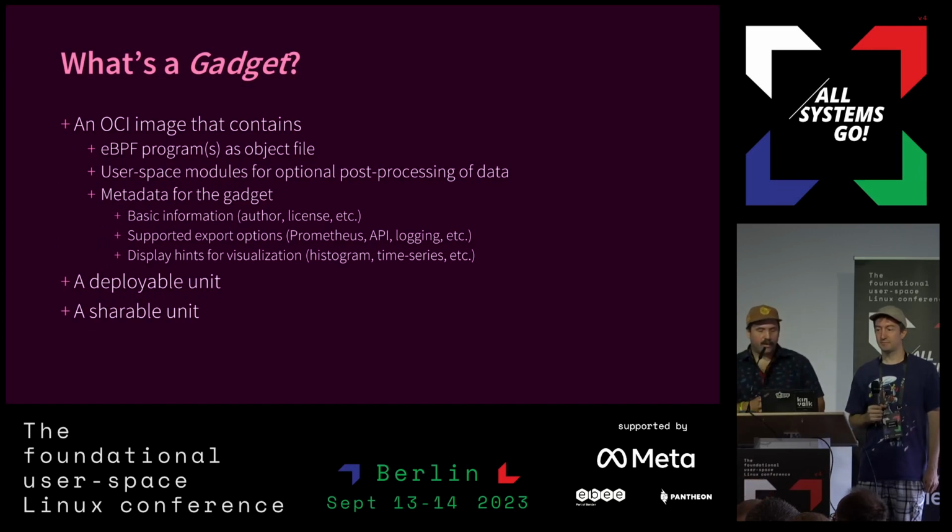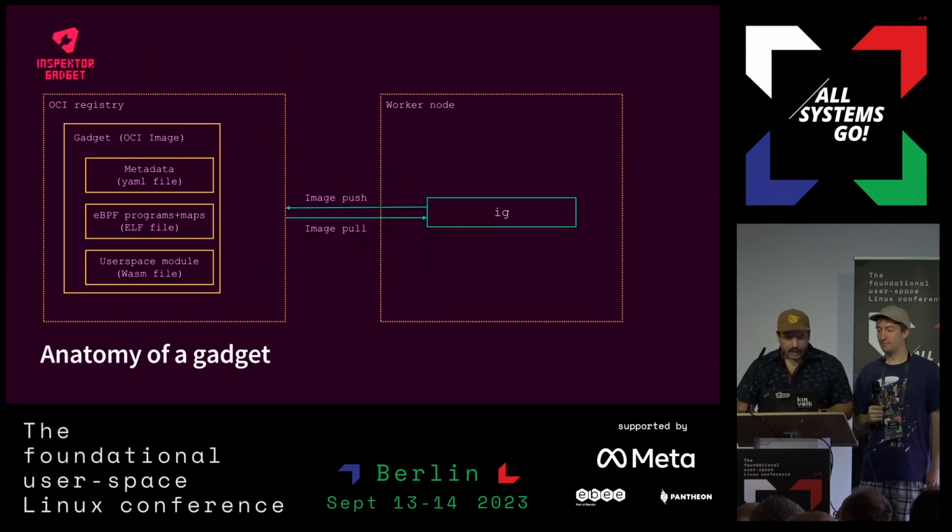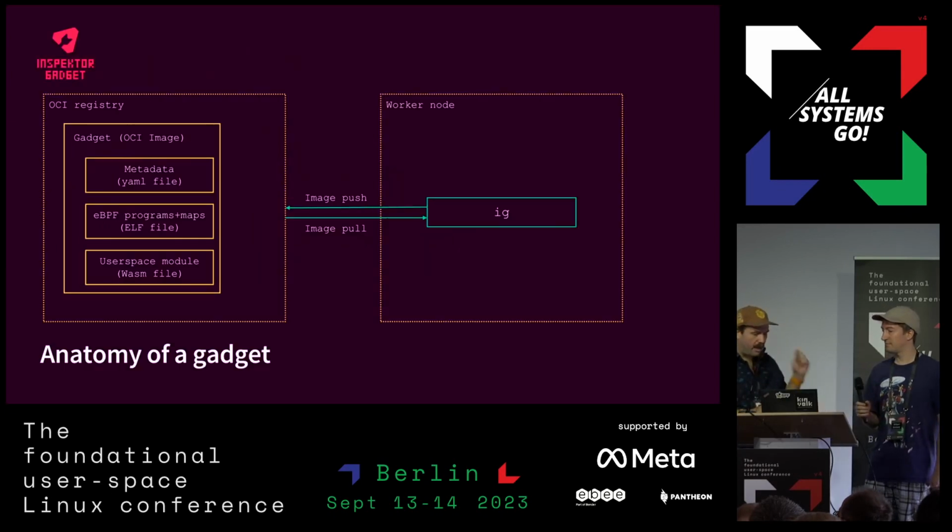For example, we're building some plugins for a sister project called Headlamp that's basically a Kubernetes UI, and that should give you automatic visualization inside of that Kubernetes UI. Of course, you can also send it to Prometheus and graph it with Grafana. And gadgets are a deployable unit, and they are a shareable unit. So I'll hand it over to Alban, who's going to explain this and then do some demos.